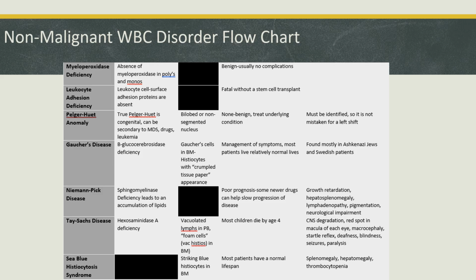Next we have Pelger-Hewitt anomaly. So a true Pelger-Hewitt, if you remember, is congenital, and there can be secondary Pelger-Hewitt, secondary specifically to drugs, leukemia, myelodysplastic syndromes. And what we might be looking at are bilobed or non-segmented nuclei in those what would otherwise be segmented neutrophils.